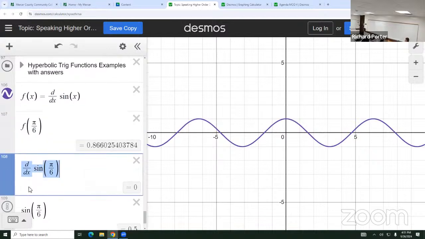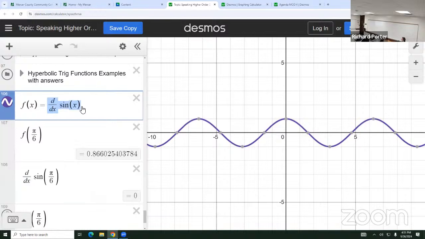If you write it this way, you just have to be very careful, because the way it reads is I evaluate the sine of pi over 6, and then I take the derivative of it, and I get 0. As opposed to taking the derivative first and then evaluating it at pi over 6.